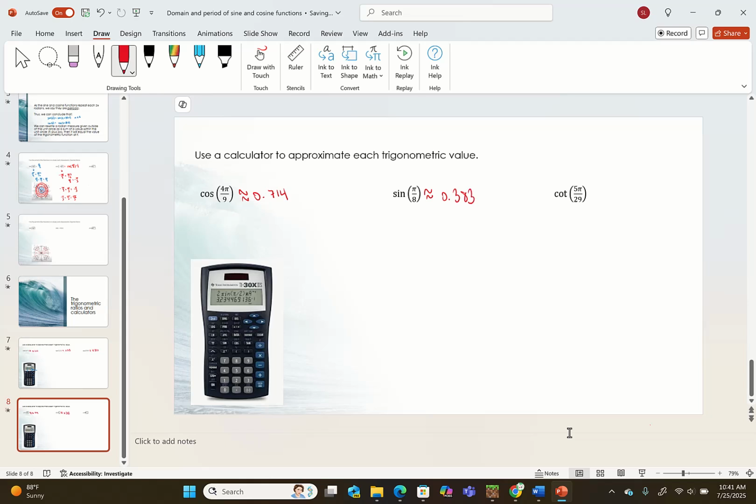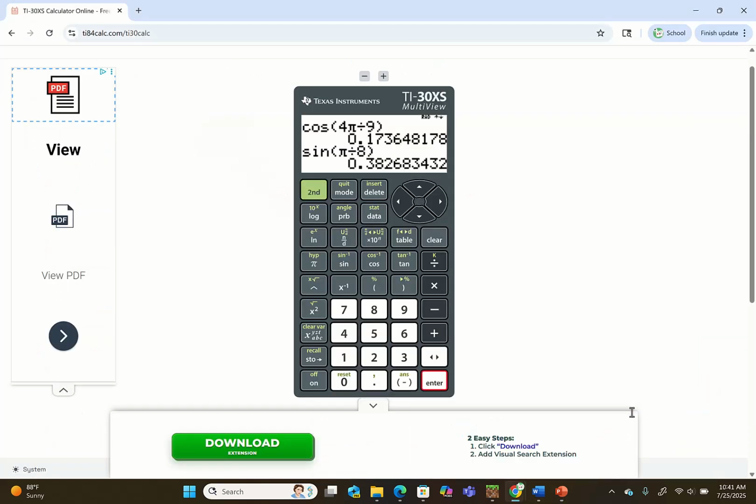And last up, cotangent of 5 pi over 29. Again, cotangent is not a button on the calculator. We're going to do tangent, and I could even do this in one step. With the secant, I did it in two, but here I can say tangent of 5 pi over 29, close out the parenthesis, and take the reciprocal of this answer, and I get 1.662.